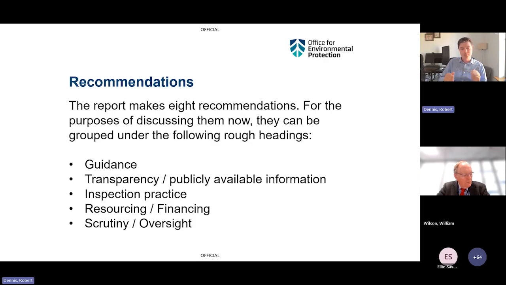Now in the report itself, we don't actually put them under subheadings in the way I'm going to do in these slides. It just makes it a bit easier for the purpose of talking about them. So I'm going to group them under essentially the headings of guidance, transparency, inspection practice, resourcing and financing, and scrutiny and oversight.